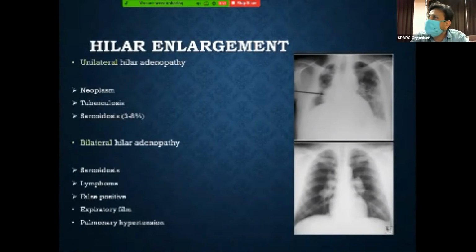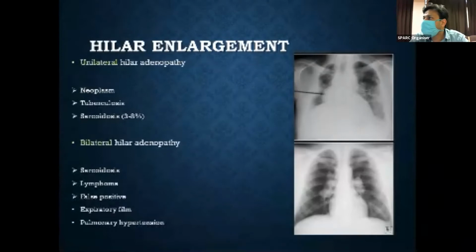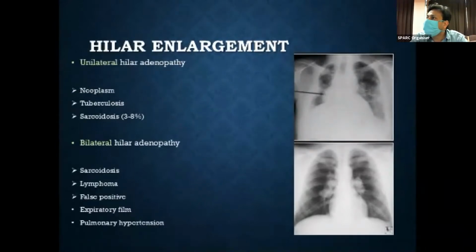So we can have unilateral hilar enlargement or bilateral hilar enlargement. Most common cause of unilateral hilar enlargement is a neoplasm, sometimes because of tuberculosis also. Sarcoidosis classically produces bilateral hilar enlargement. Very rarely it can produce unilateral hilar enlargement. Other causes of bilateral hilar enlargement are lymphoma, again because of the lymphadenopathy.